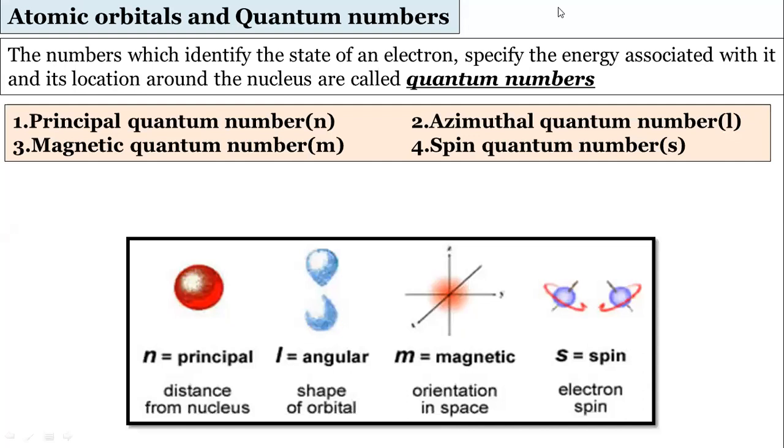So the definition of quantum number is mentioned here. The numbers which identify the state of an electron, and also specify the energy associated with it and its location around the nucleus, are called quantum numbers. Mainly, there are 4 quantum numbers. First one is the principal quantum number. It is denoted with small n.